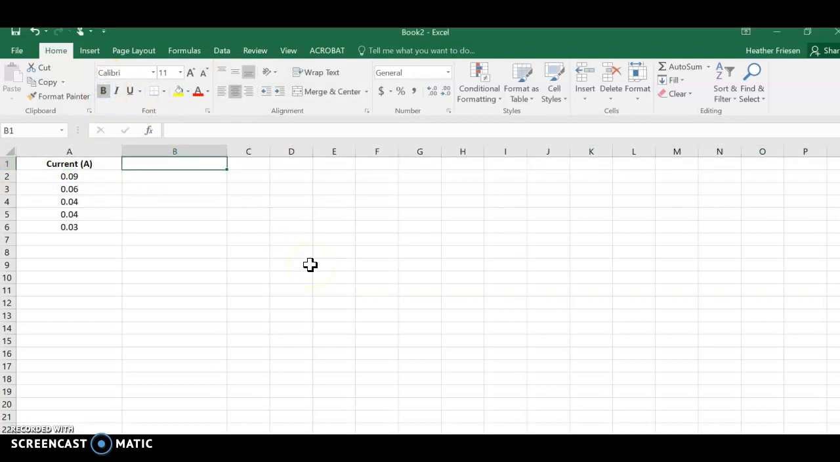Now, my dependent variable, or my y-axis variable, is going to be potential difference, or voltage. And the units are volts. So for this one, I'm going to put my data in here, and you can see that I'm typing with 1 decimal place, but Excel is rounding it to no decimal places. We're going to fix that in a minute.